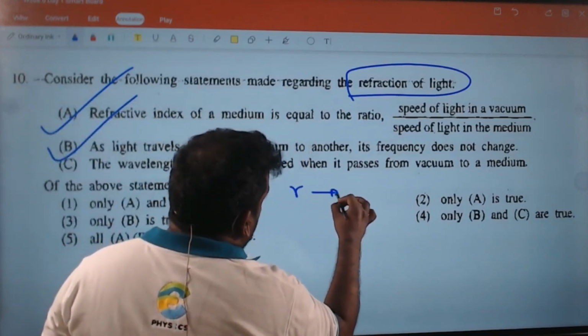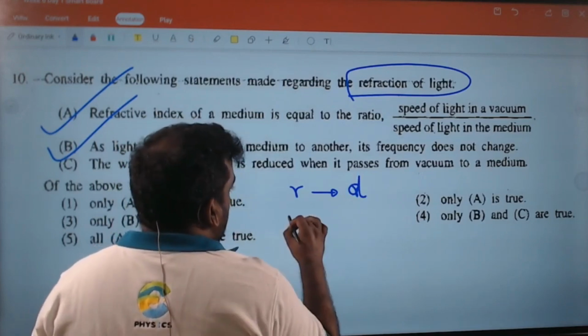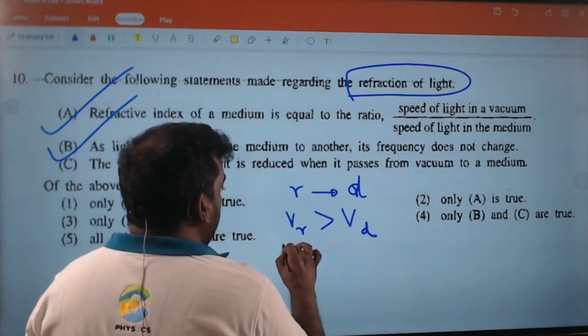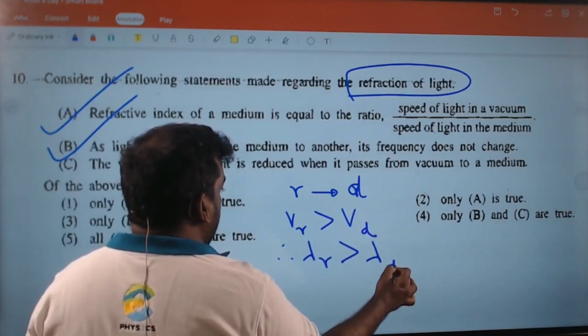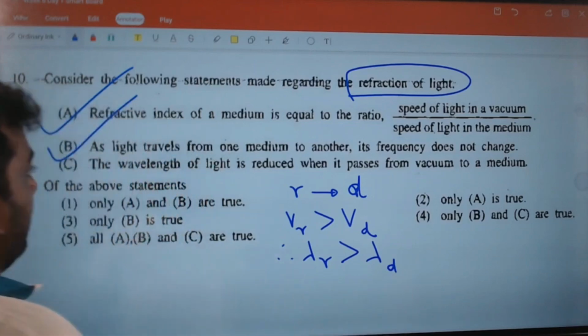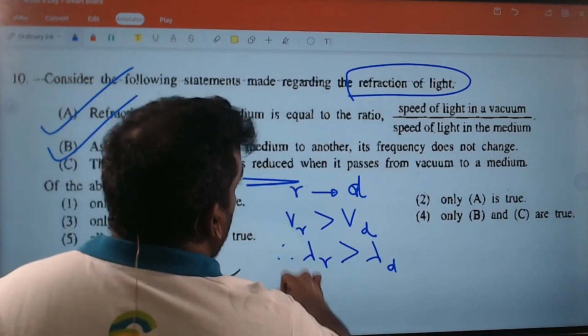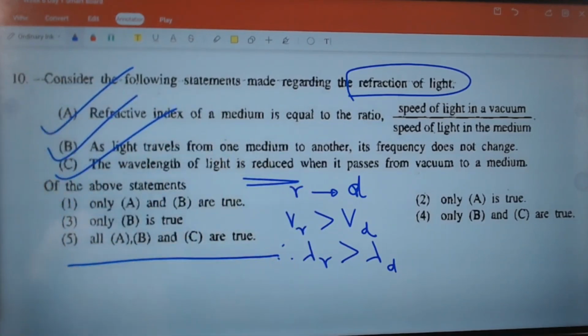Rarer to denser means velocity in rarer medium is greater than velocity in denser medium. Therefore, wavelength in rarer medium is greater than wavelength in denser medium. So, wavelength reduced when it passes from vacuum to medium. Correct. A, B, C all are correct. Right.